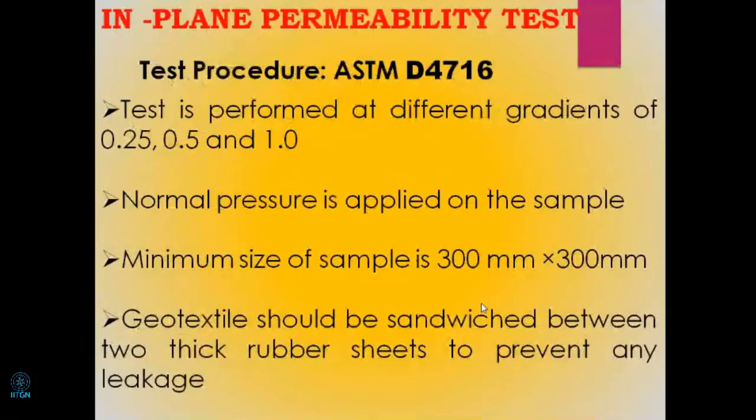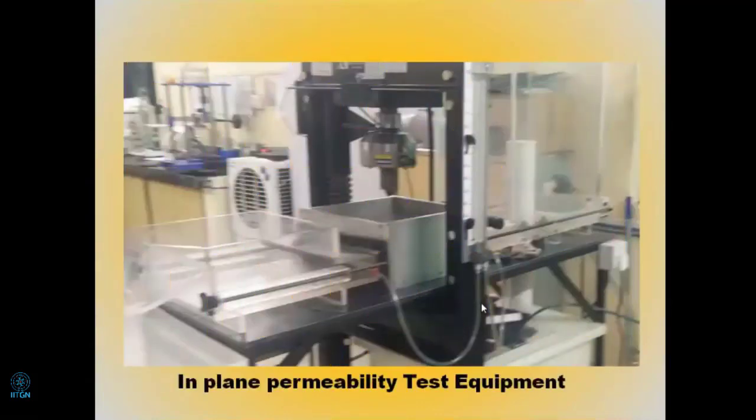Next is in-plane permeability. It is also called transmissivity. This test procedure is as per ASTM D4716. This test is performed at different gradients of 0.25, 0.5, and 1. Then normal pressure is applied on the sample. The equipment is like this. This is our load cell through which we apply our vertical load. This tank consists of different layers, like samples, then porcelain sheets and a layer on that of this size, and then you have to apply the load.